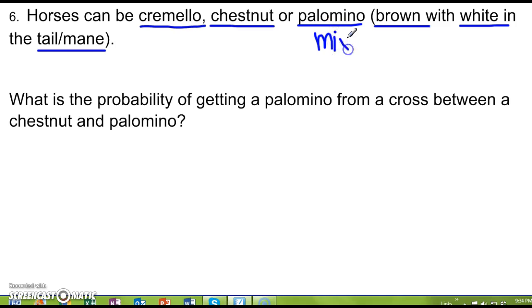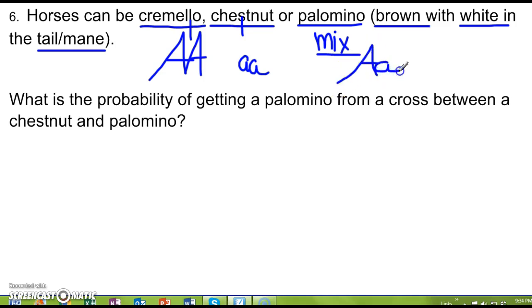Much like the roan that we looked at in class, roan horses, roan cows, where both colors of hair are present. The first thing you want to do is assign some genotypes to each one. I don't care what letter you use. If you want to assign the cream the homozygous dominant, and the chestnut the homozygous recessive, that's fine. Just make sure that the Palomino, since it's a mixture, is the heterozygote, so that it has one dominant and one recessive allele.